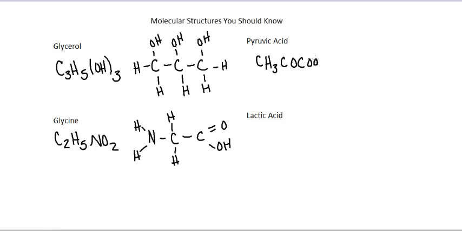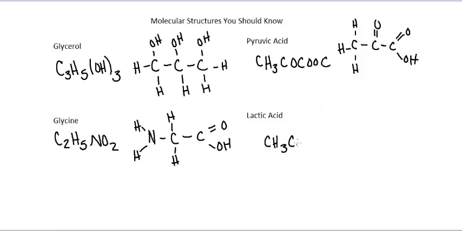Pyruvic acid, as you see the acid here I mentioned, the COOH comes into play again. This one is CH3COCOOH. You have a carbon chain. You have your COOH. You have a double bonded oxygen there in the middle instead of two hydrogens.